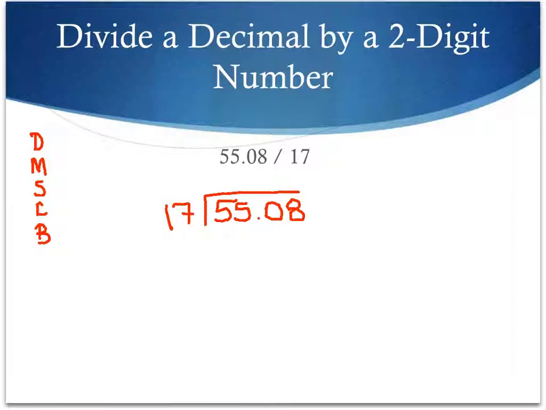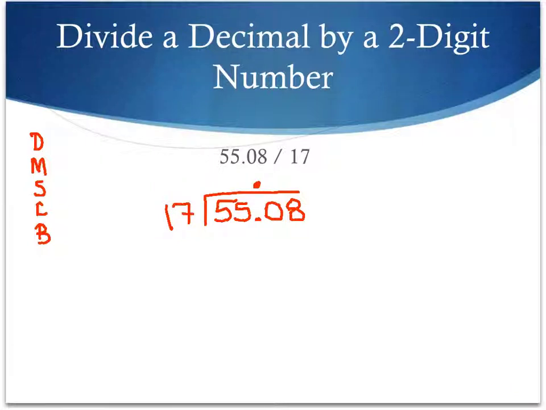Now in this problem, we have a two-digit divisor, and for a lot of students that's more difficult because now it's harder to rely on basic facts. So for students asking themselves how many 17s go into 55, for some students can be more difficult. So what I like to do is use compatible numbers, rounding and estimation to help me through the process. But first, the very first step I'm going to do is I'm going to take the decimal point right here and I'm going to move it straight up in my answer. So I'll get that taken care of right away.